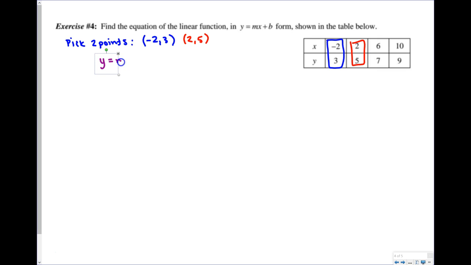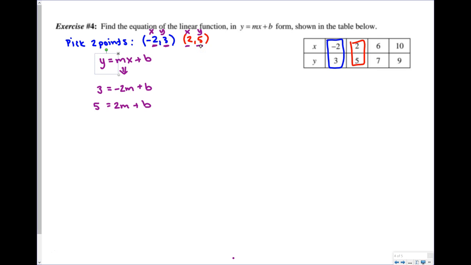So I have y equals mx plus b, and now I'm just going to write my new equations, remembering that this is an x, this is a y, this is an x, this is a y. So I have the first one, 3 equals -2m plus b, and my second one is 5 equals 2m plus b. Right, I'm getting those from these points here and plugging them in.